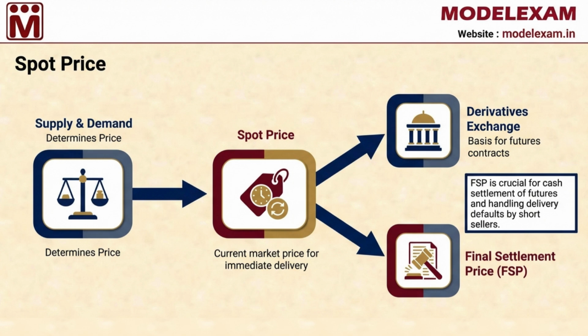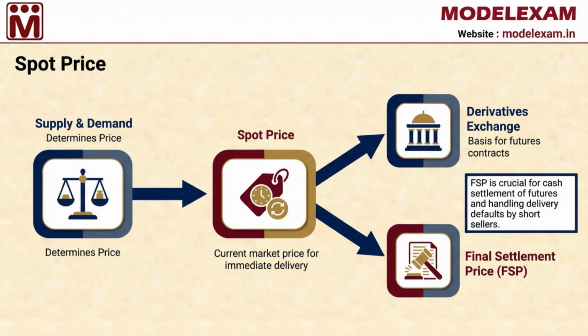This is simply the current market price you would pay if you wanted to buy a commodity and have it delivered immediately. Just like in any other market, this price is determined strictly by the forces of supply and demand. If many people want to buy wheat today, the spot price goes up. This price is not just for immediate trades. It is the anchor for the entire derivatives market. Commodity exchanges track this spot price every single day because it forms the basis for futures contracts.